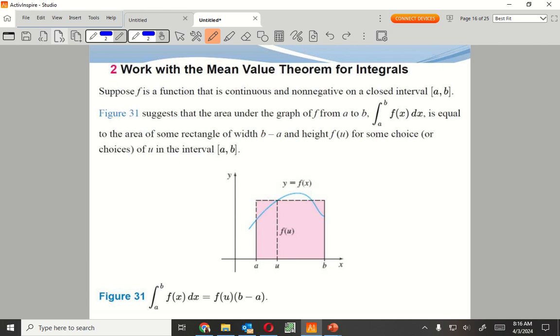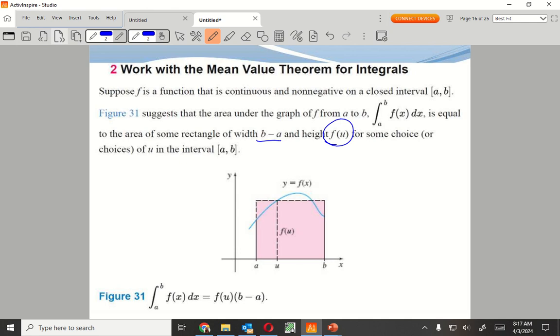Okay, work with the mean value theorem. So, suppose f is a function that is continuous and non-negative on a closed interval from a to b. This figure down here suggests that the area on the graph from a to b, the integral of f of x, is equal to the area of some rectangle of the width from b to a and the height of u for some choice or choices of u in the interval.